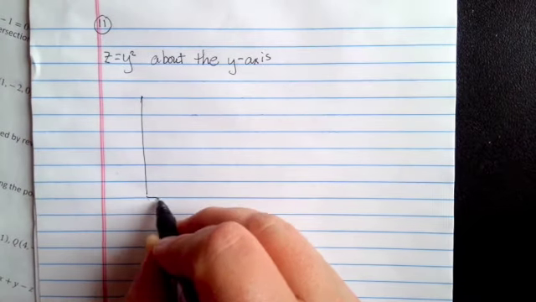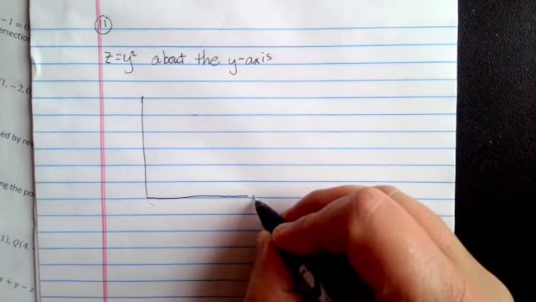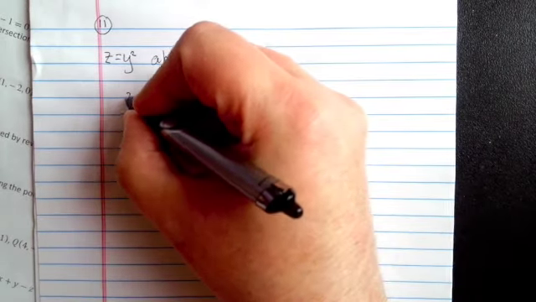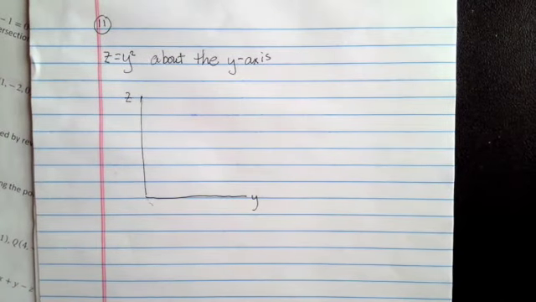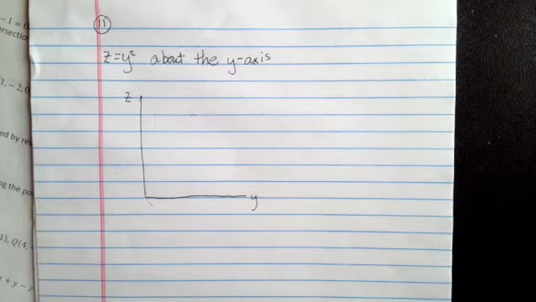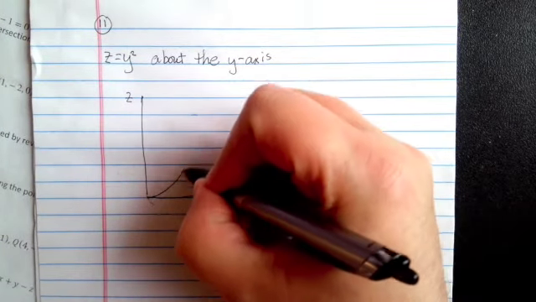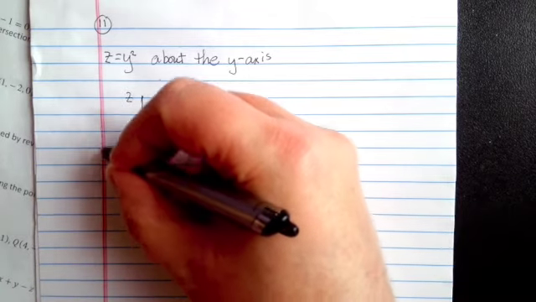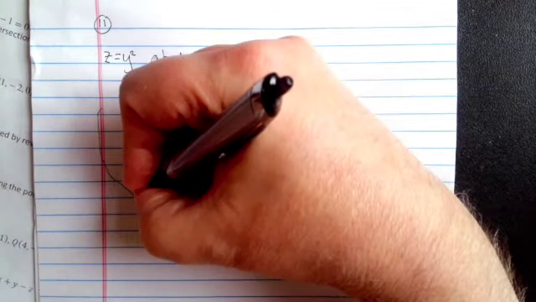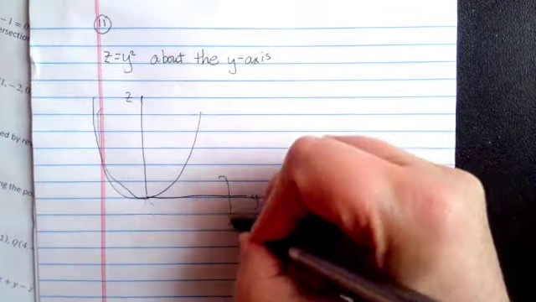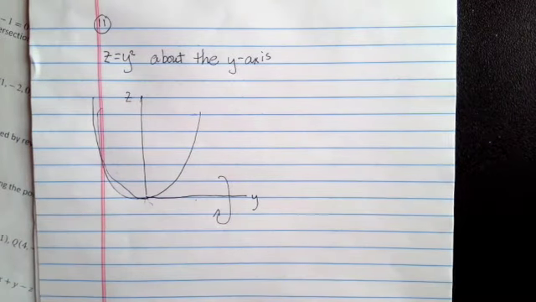I think it's generally best to put the independent variable on the horizontal axis and the dependent variable on the vertical axis. Okay, so in this case, the graph is going to be a parabola, and it's going to revolve this way.